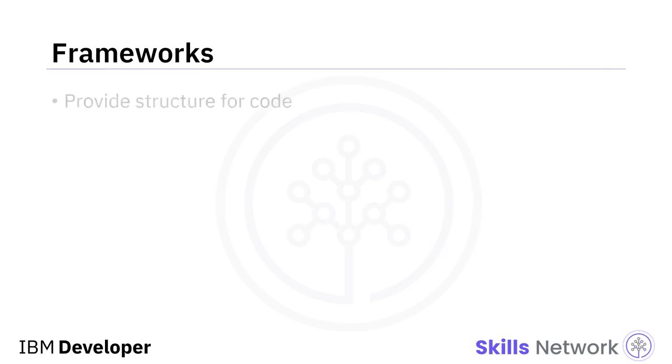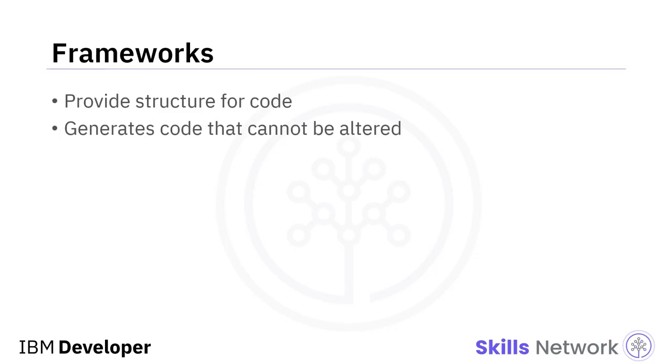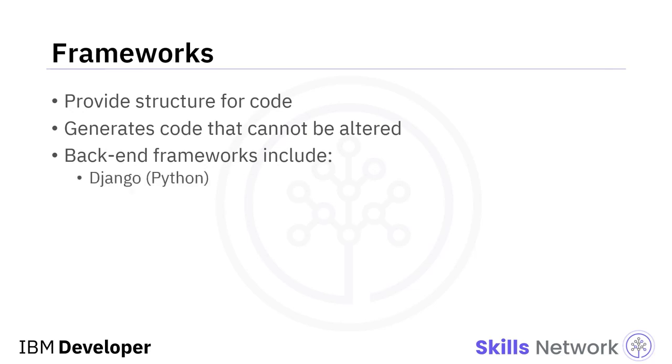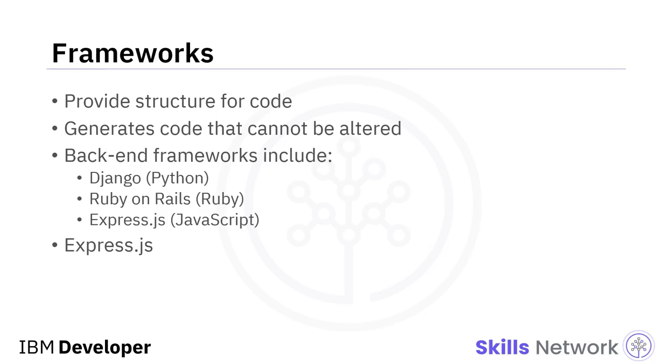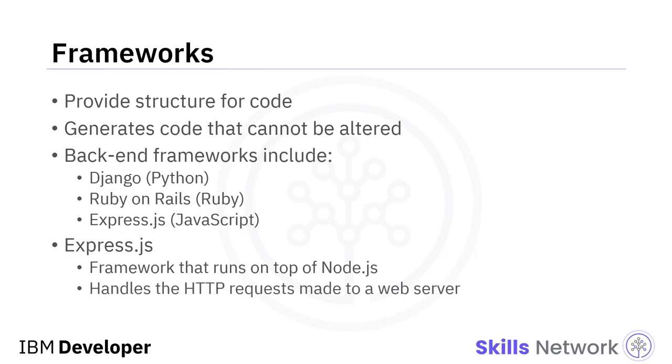Now, frameworks provide structure for code. An application can be built and deployed using a framework. The framework often generates code that cannot be altered to perform common tasks. Some common back-end frameworks include Django, a Python framework, Ruby on Rails, a Ruby framework, and Express.js, a JavaScript framework. Express.js is a framework running on top of Node.js that handles HTTP requests made to a web server.